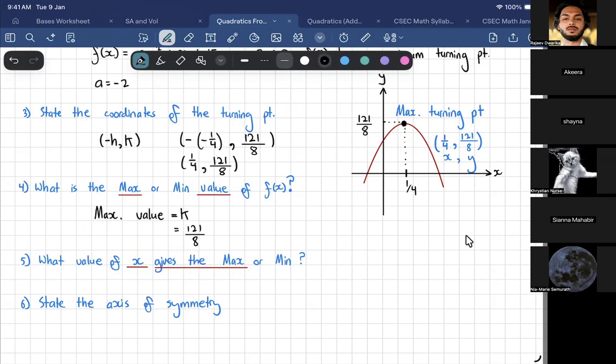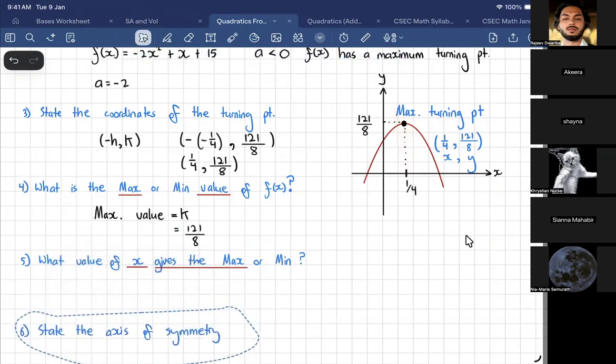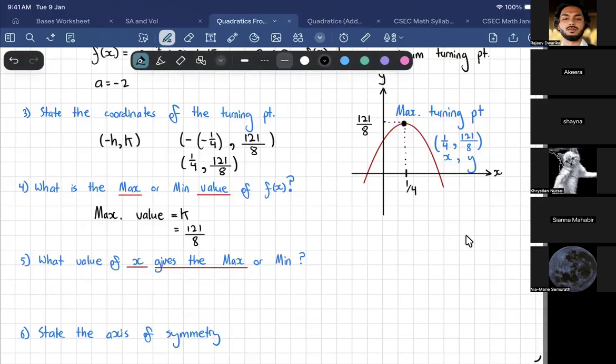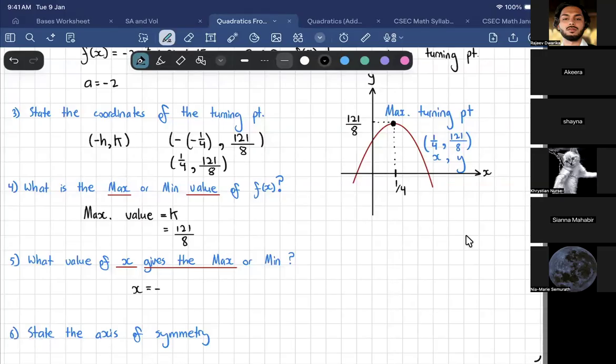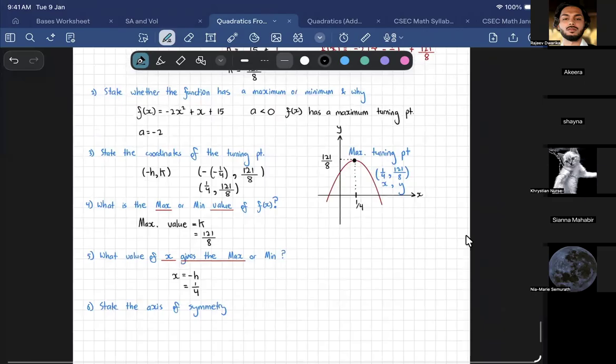Again, if you just want to memorize this, the answer for this question is simply minus h. It's always minus h, right? So x would be equal to minus h, and that would simply be equal to a quarter. Now, you're probably saying, sir, you keep talking about putting in a quarter and I'll get 121/8. What do you mean by this? Are they probably confused? Akira, do you understand what I'm saying, that if you put in a quarter, you'll get 121/8, or not? Yes, sir. Okay, some of you might be confused though.